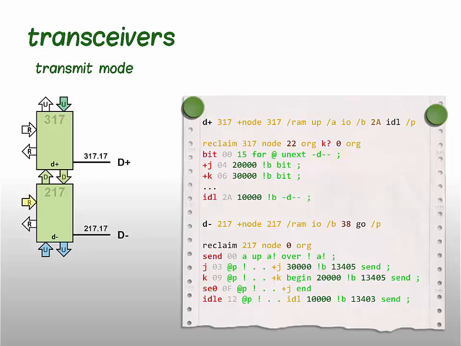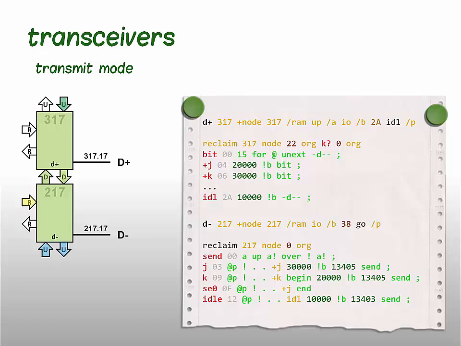Next, we have two words controlling the state of the D+ line. Plus J sets the line low, while plus K sets it high. Notice that both words end with a call to bit, which separates two consecutive calls by exactly one bit time. This creates the basic transmit timing mechanism.